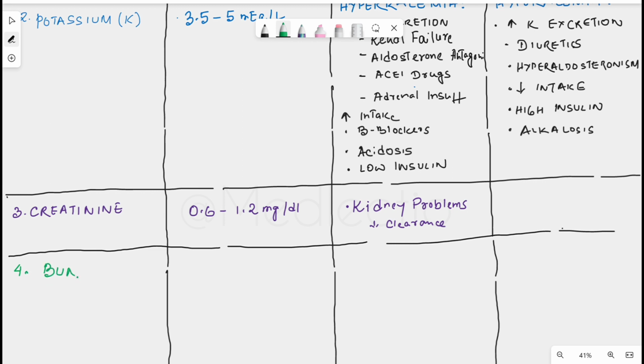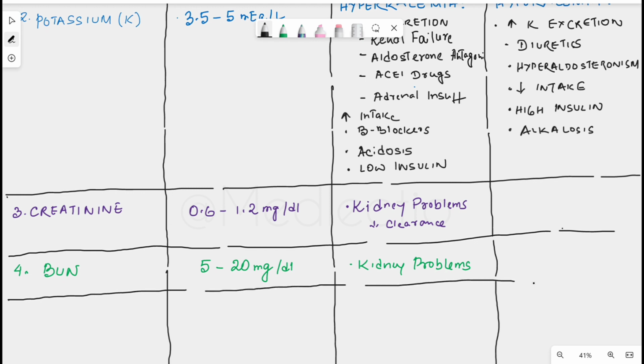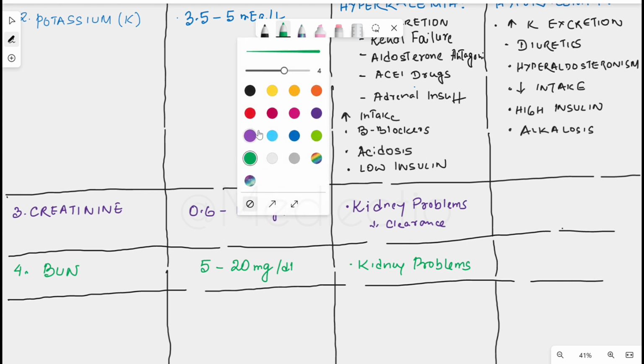Then the fourth one is blood urea nitrogen, which is also used for kidney function. If it gets increased in your body, you know that there is some problem in your kidney. So these are some simple things which you should remember. You will get tremendous benefits in your clinical life also.